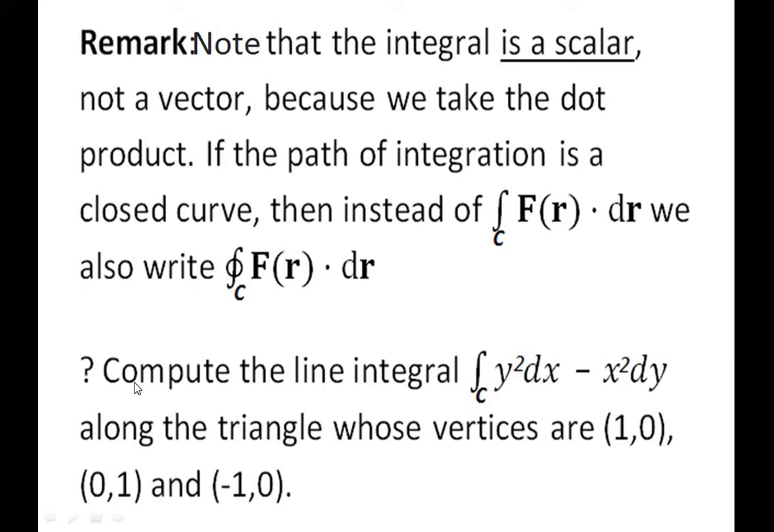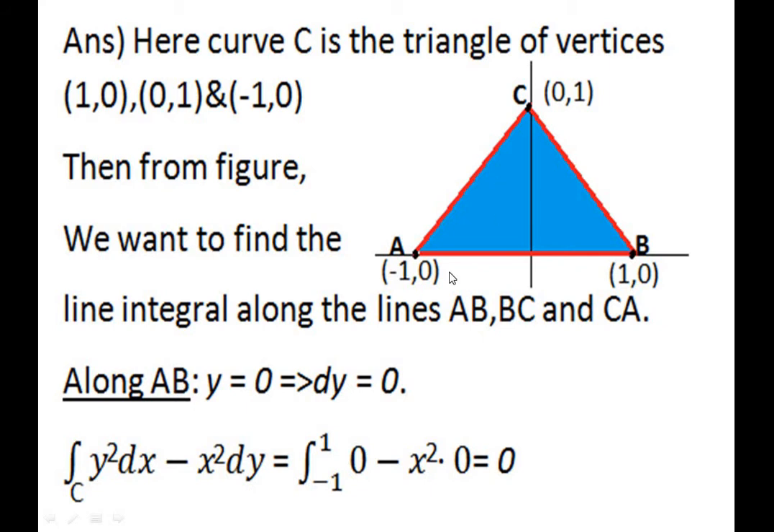First question. Compute the line integral over C of y square dx minus x square dy along the triangle whose vertices are (1, 0), (0, 1) and (-1, 0). That is, we want to find the line integral over C of y square dx minus x square dy along the curve. Here the smooth curve is the triangle, whose vertices are given as (1, 0), (0, 1) and (-1, 0). Now look at this figure.